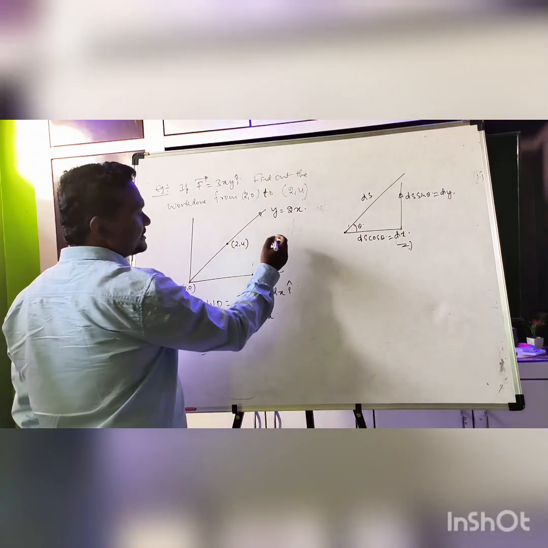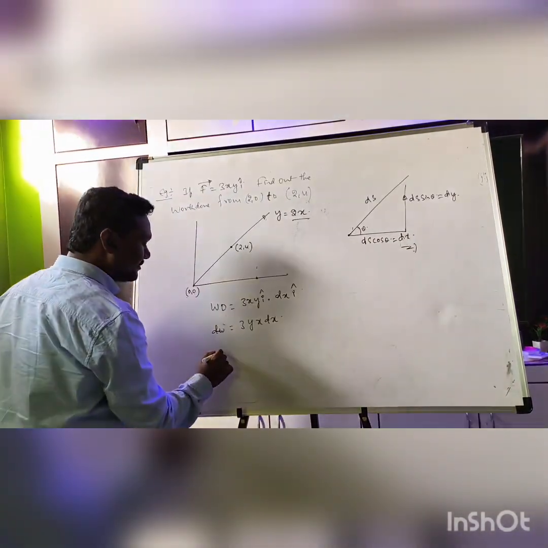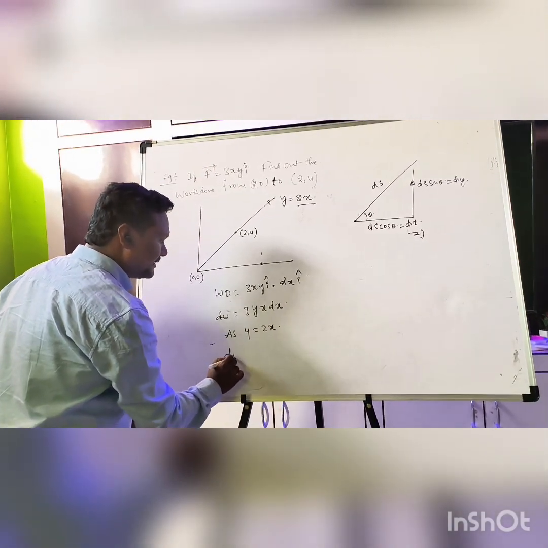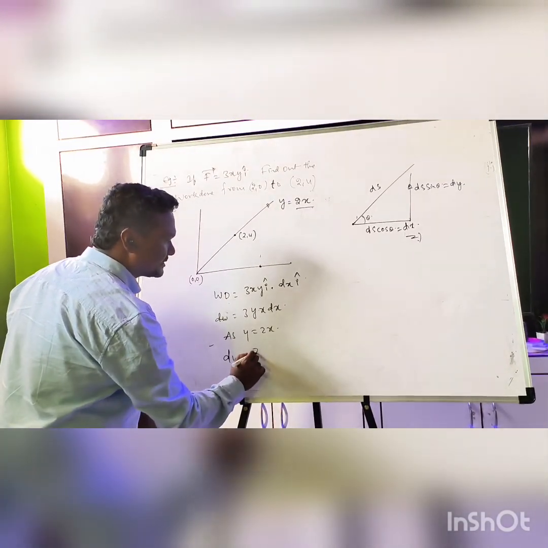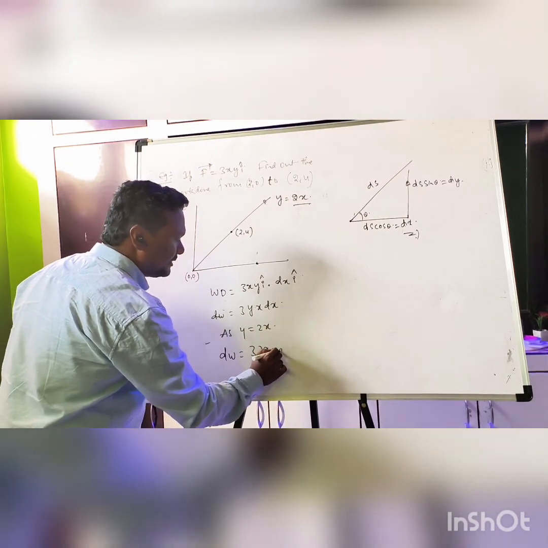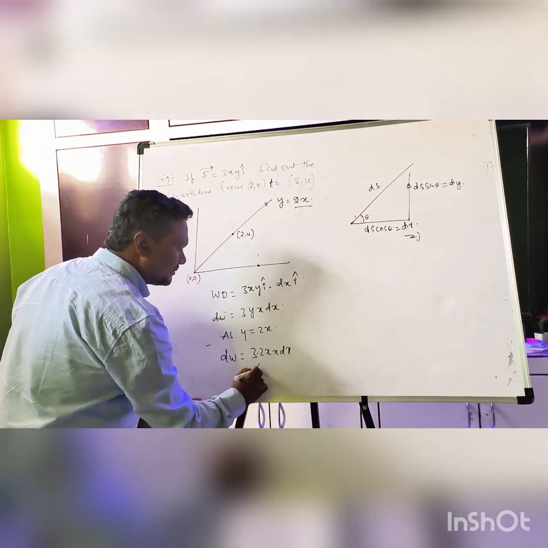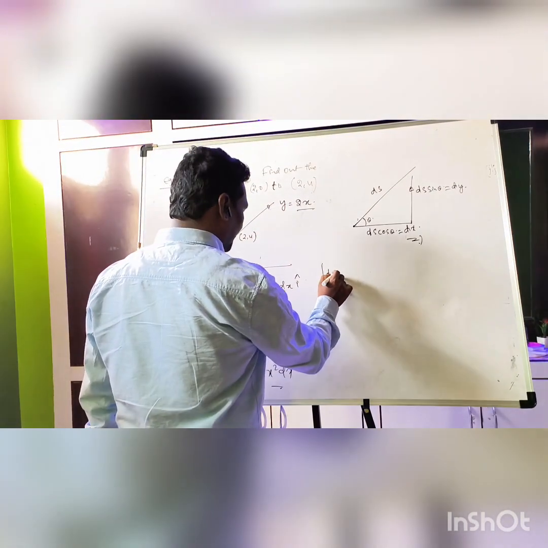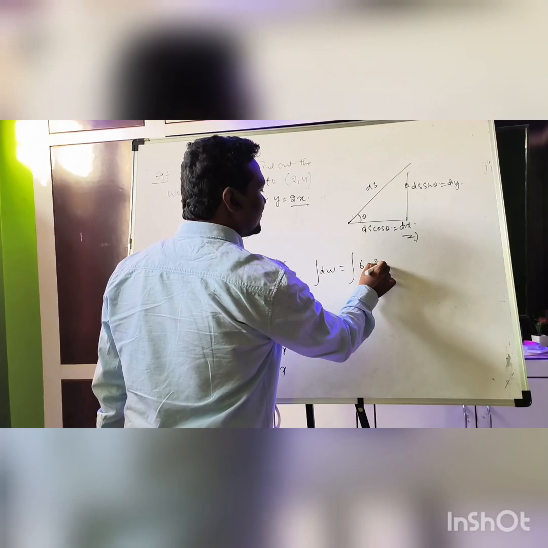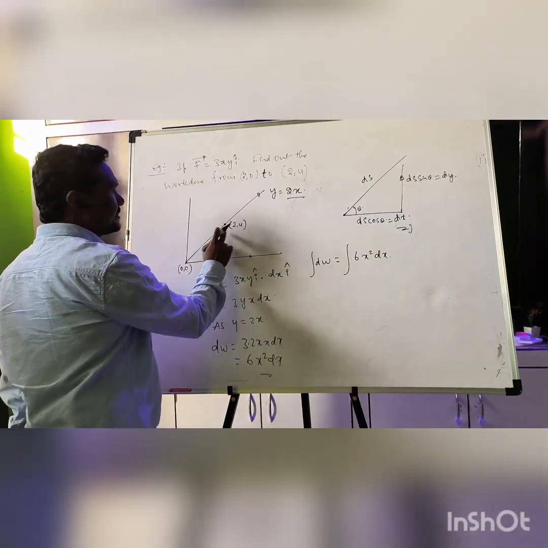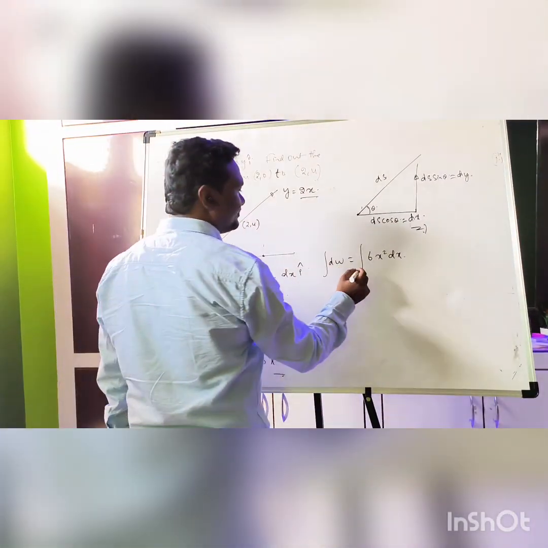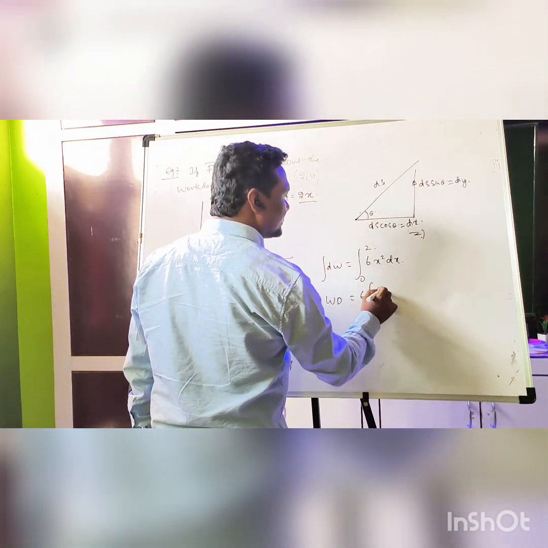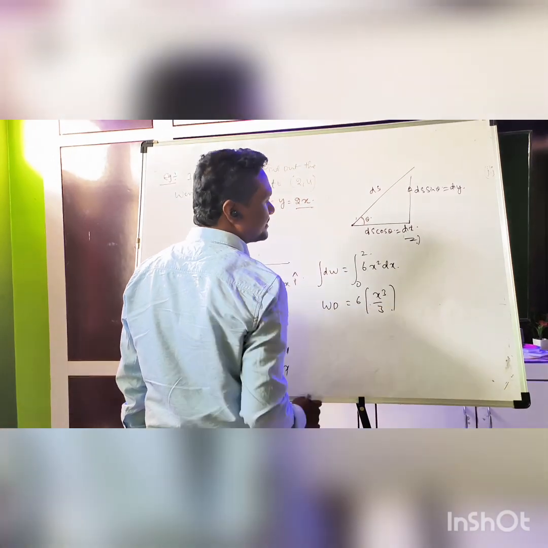Now y is equal to 2x. So as y is equal to 2x, then dw is equal to 3 into 2x into x dx. That is nothing but 6x square dx. So integration of dw is equal to integration of 6x square dx. Can you see the variation of the x coordinate is 0 to 2. So work done is equal to 6x cubed by 3, from 0 to 2.